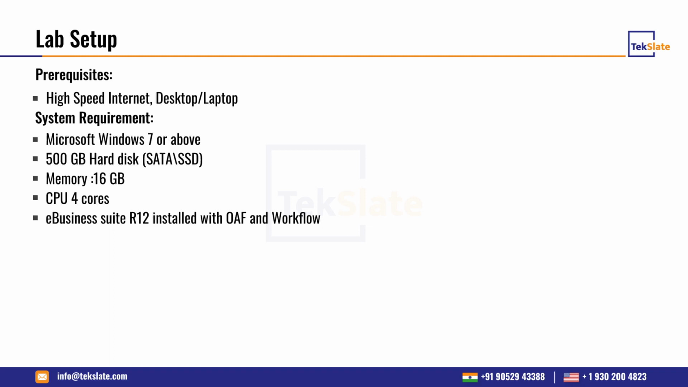Why 16 GB? With 8 GB, almost 4 GB will go to the OS and the other 4 GB for the EBS suite, so there will be no space left. If we have 16 GB, the system performance will be good for the EBS suite applications and the OAF work we are doing. It will be very smooth, with no hanging and no other issues. That is why we require 16 GB of memory.